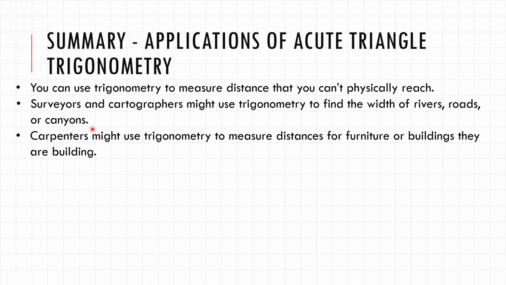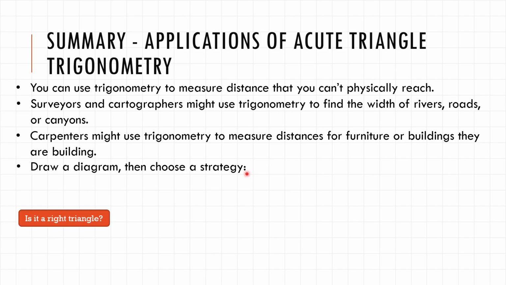If you're a carpenter, you might use trigonometry to measure distances for furniture or for a building that you are actually building, I guess. And the way to use trigonometry in these ways is always to first draw a diagram of your situation and then choose the best strategy. And the flowchart for a strategy is more or less, is it a right triangle?